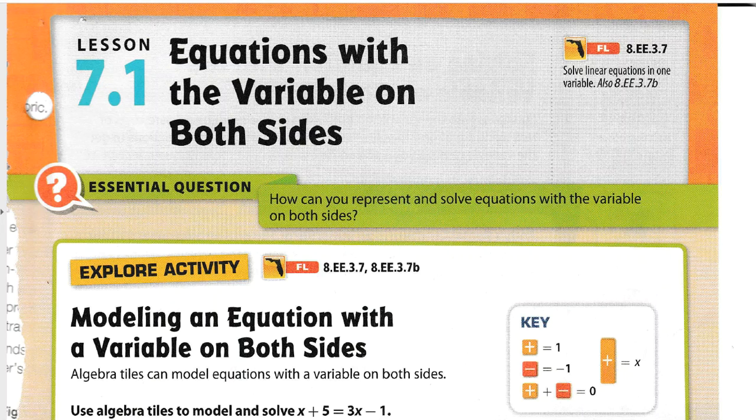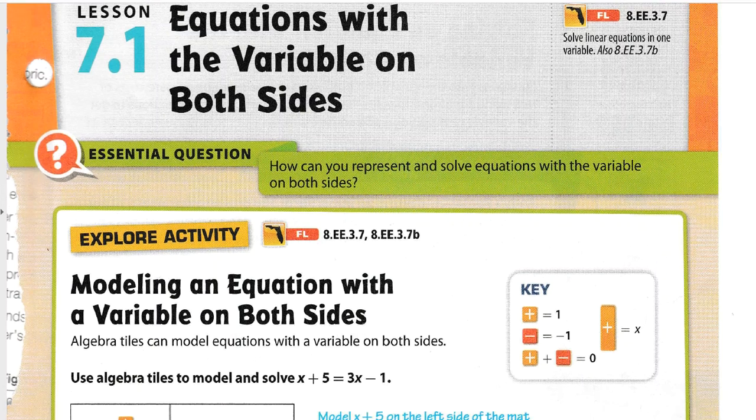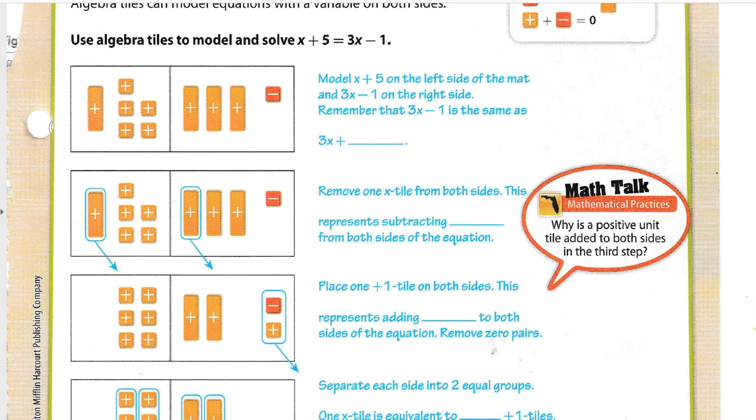We're working with lesson 7.1. We've already done two-step equations, but now we're going to work with equations with the variable on both sides of the equation. All right, so let's come on down here, and the first example we're given is x plus 5 equals 3x minus 1.